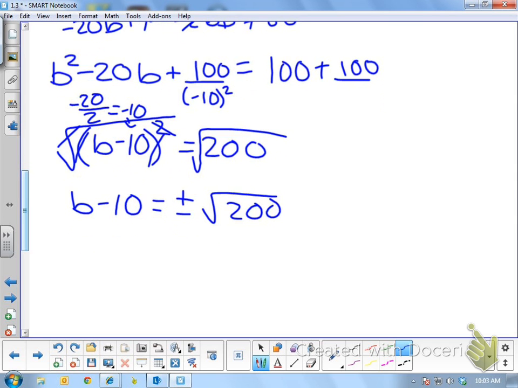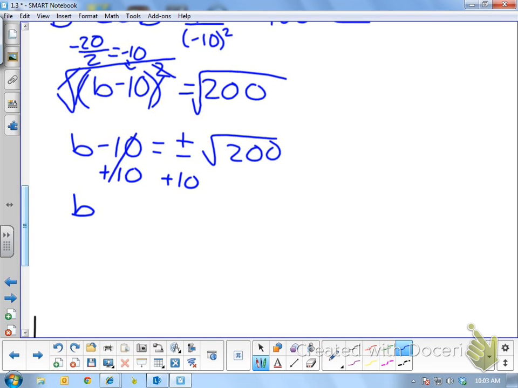We could simplify the radical now, but I feel like it's better to do all the first 5 steps the same way and then just have the one variation at the end. But if you wanted to, you could simplify the radical now. But I'm going to take care of this 10 first. Add 10 to both sides. So we get b equals 10 plus or minus the square root of 200. If 200 didn't simplify, we'd be done.